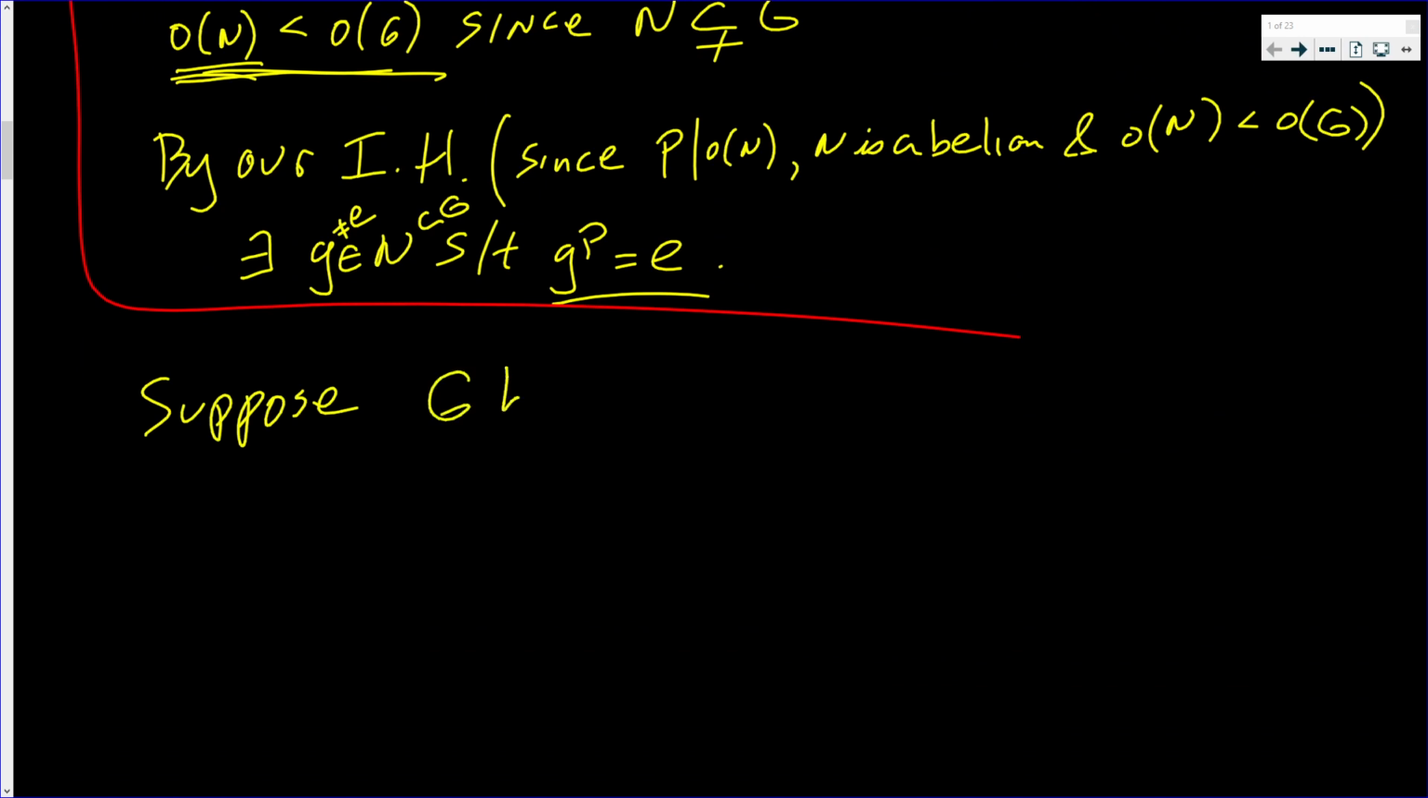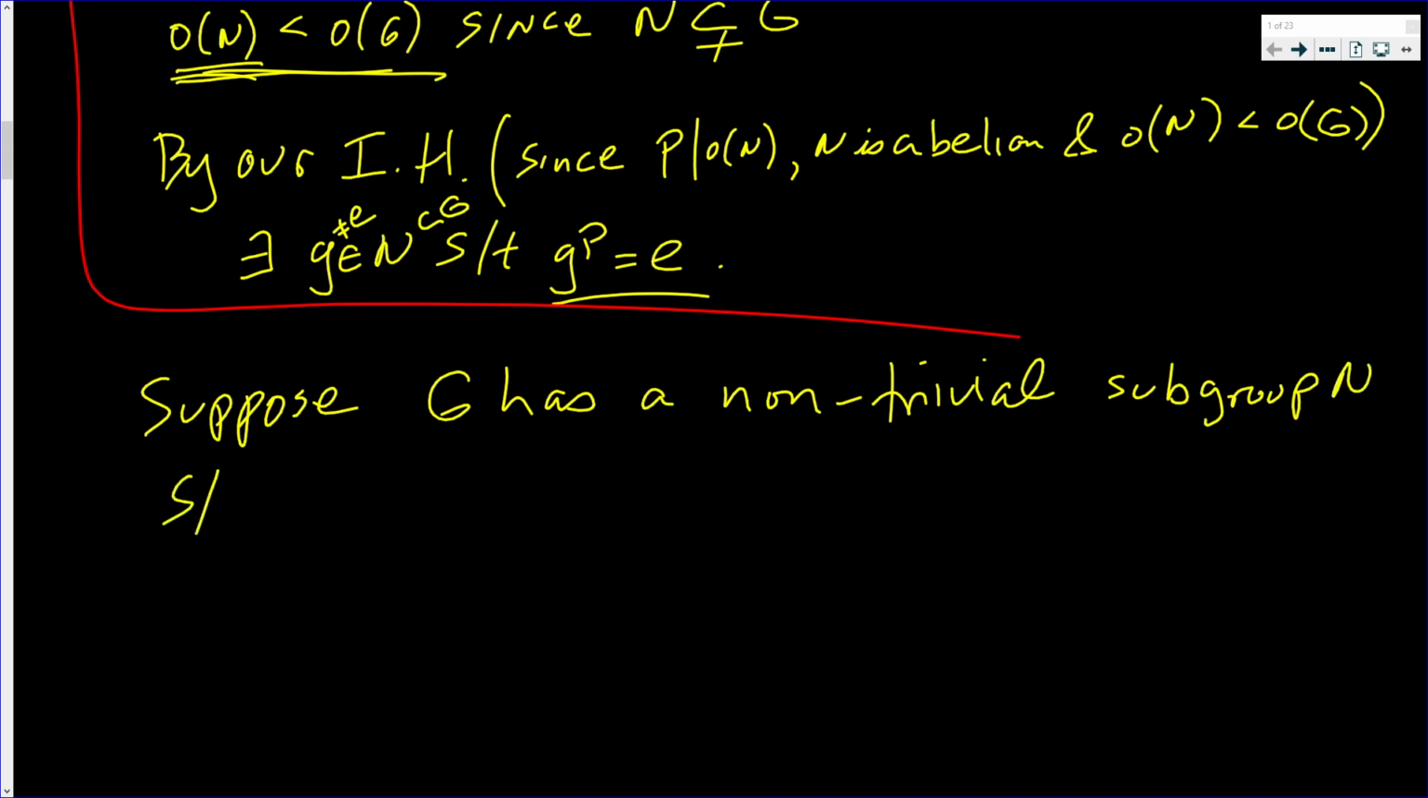Suppose G has a non-trivial subgroup N, such that P does not divide the order of N.